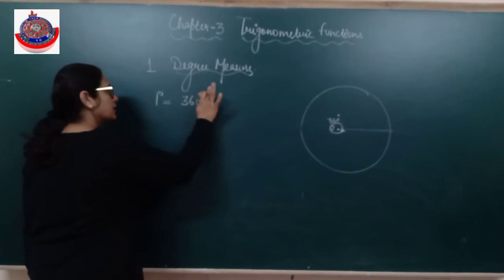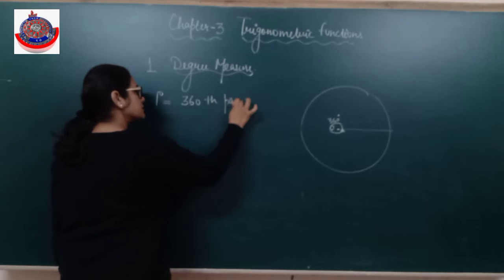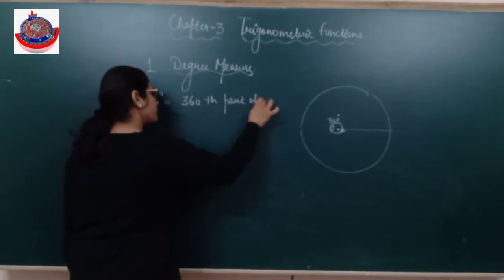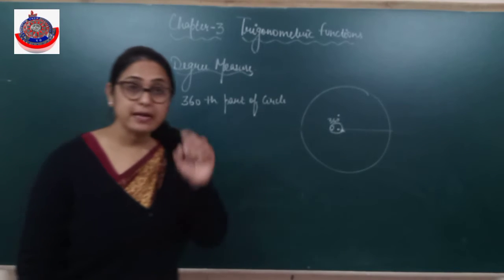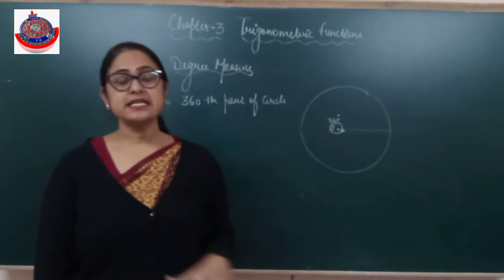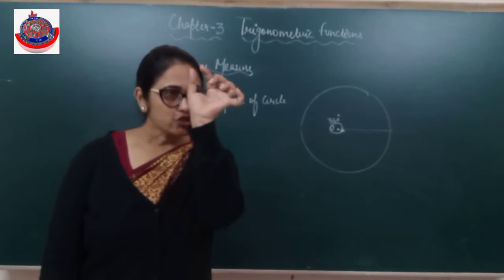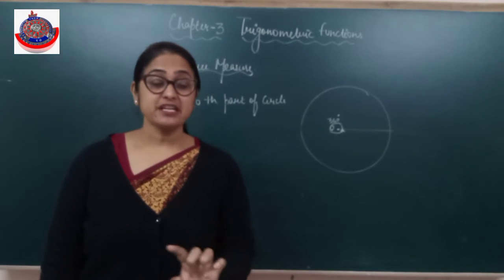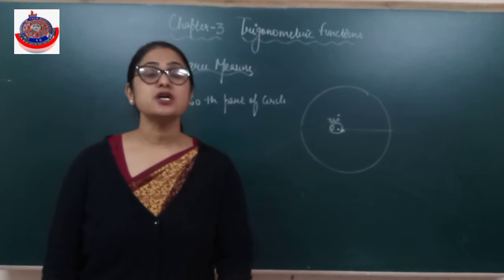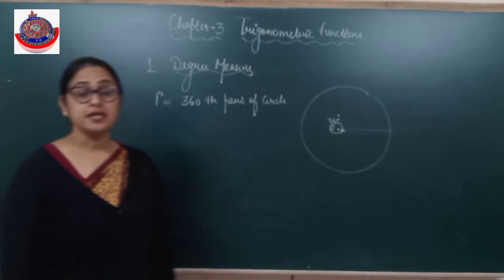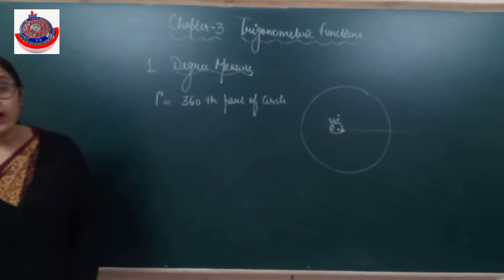1/360th part of the circle. If suppose the circle has been divided into 360 parts, then the measure of one part, the measurement of rotation from one line to the other, would be 1 degree. That would be equal to 1 degree.